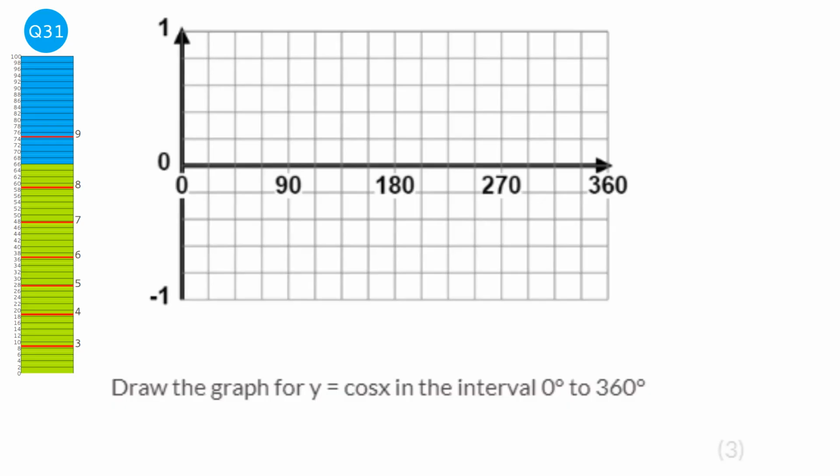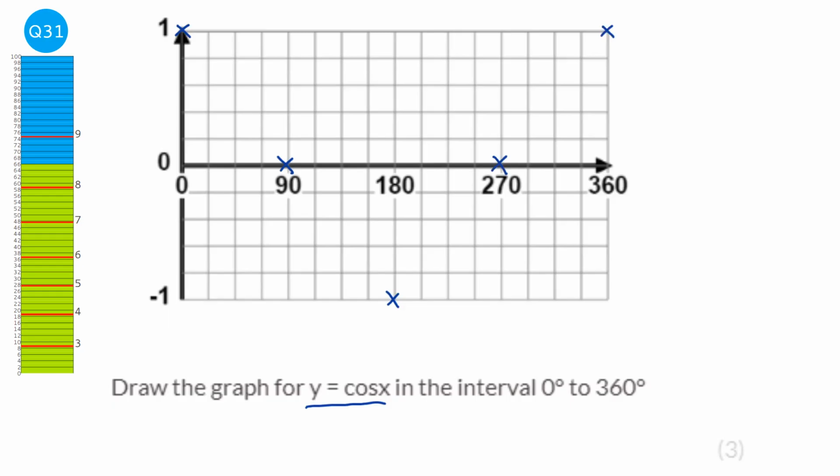You're expected to be able to draw a sine, cosine and tangent wave. And here we're asked to work out what y equals cos x looks like on a graph. Now cos x starts at 1, goes down to 0, then goes down to -1 at 180, then back up to 0 at 270, then back up to 1 at 360.